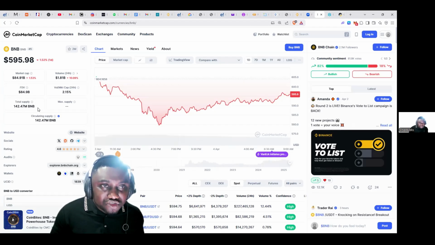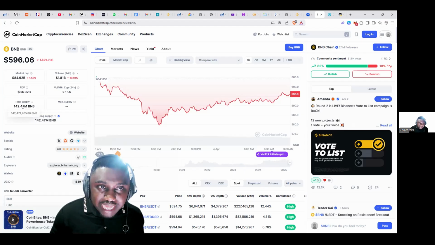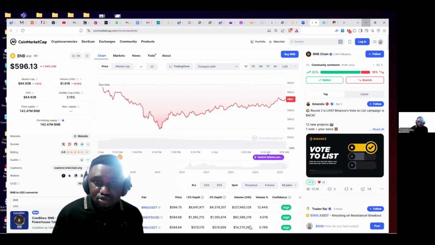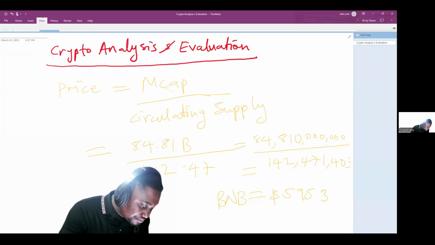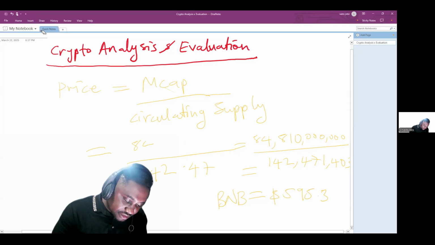Reduce. Now, in terms of the maximum supply, the maximum supply plays a major role in determining the price of a particular coin or token. If the maximum supply was to be smaller, like 20 million, just like Bitcoin, what would the price of BNB look like? So let's go to our notebook and do that maths. Let's clean off some things here.